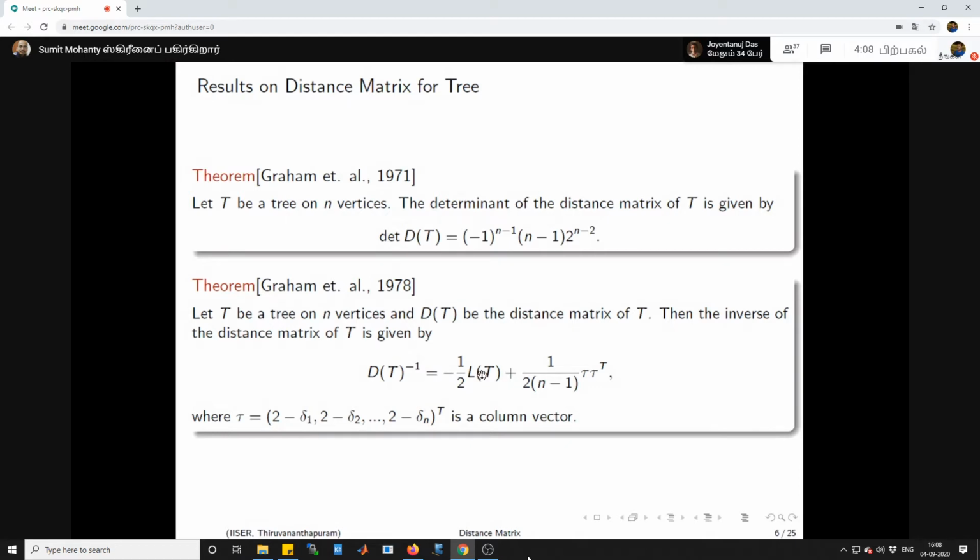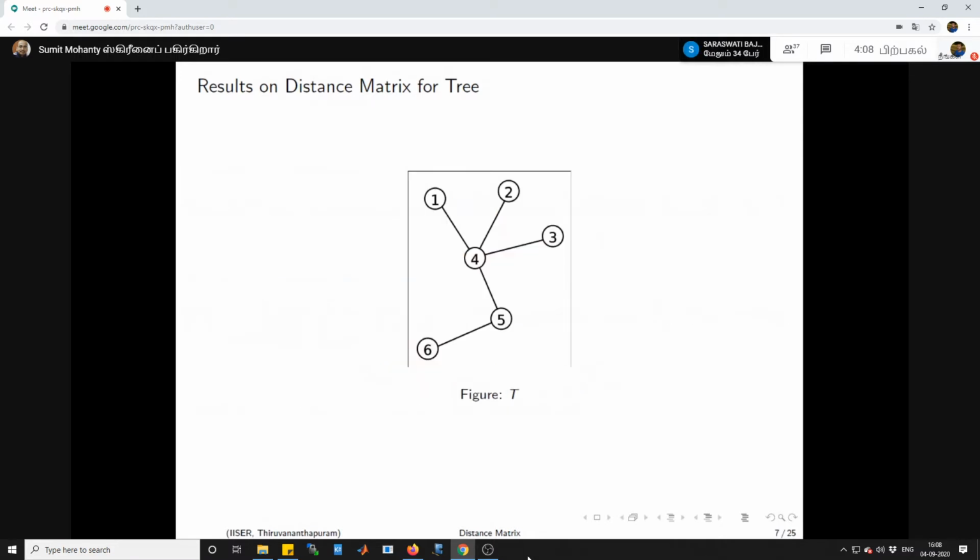If we take other graphs and their distance matrices, does the Laplacian matrix come up in that case also, or something else? People started looking at that. And the first result also: the determinant is independent of the structure of the graph, depending only on the number of vertices. So why is that so? There is another direction people are looking at, but one direction people consider is why such a thing happens for trees.